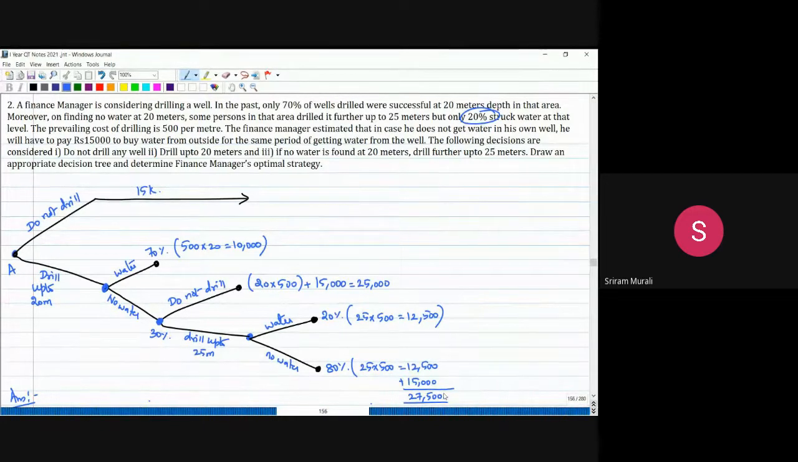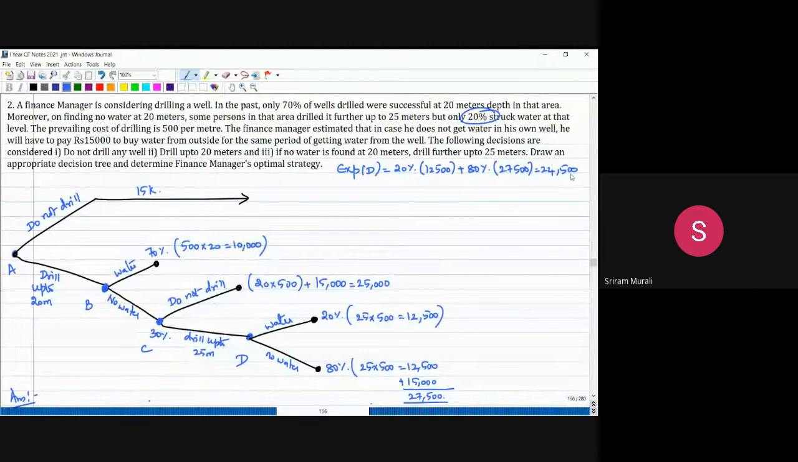Now we have to find the expected value at A, at B, at C, at D. So first let us start with the expected value at D. Expected value of D: 20% I will get water, its expense is 12,500, whereas if I don't get water, it is 80% into the expense of 27,500. This average is 24,500.